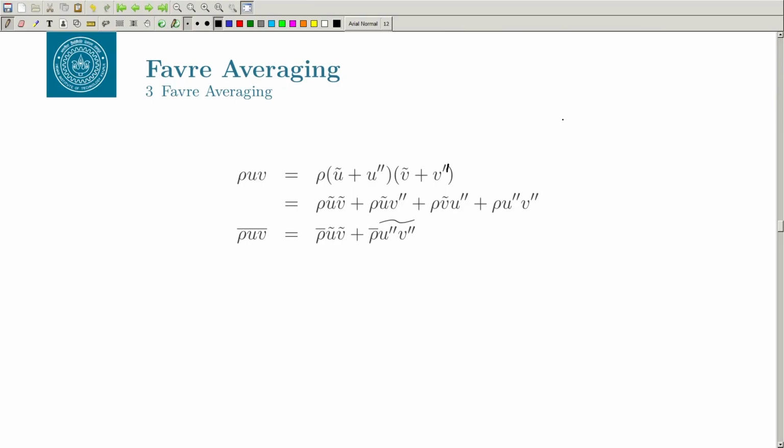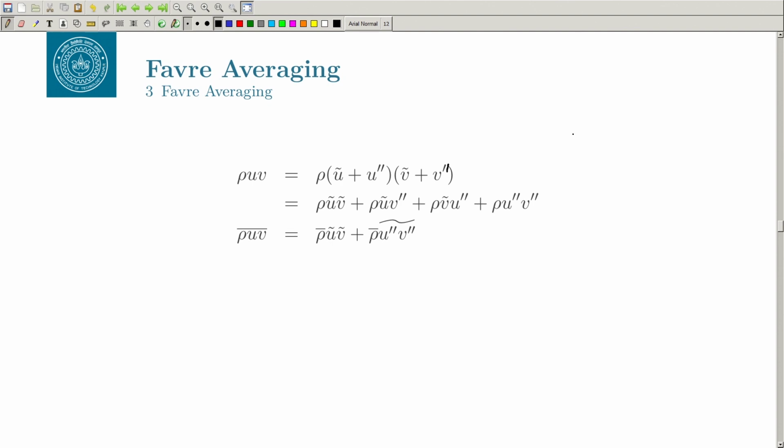Hello everyone. In the last class we started deriving the compressible Navier-Stokes equations and we looked at the Favre averaging. The Reynolds averaging was suitable for the incompressible Navier-Stokes because there was no variation in the density, but in compressible flow we have to account for the variation in density also. So, the Favre averaging, or the density weighted averaging, is more suitable.